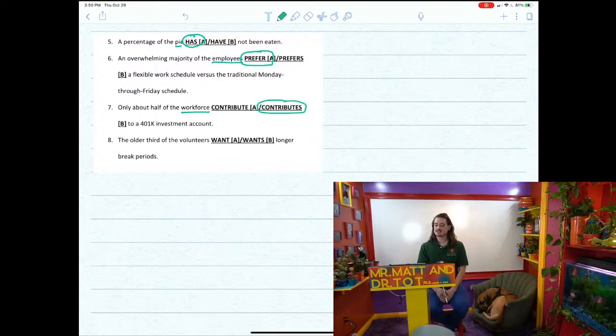And number 8, the older third of the volunteers want or wants longer break periods. So the older third indicates a portion, so we're guided by the noun volunteers, which is plural. We need a plural verb. Plural nouns usually do end in S, so plural verbs usually do not end in S. So we want the plural verb want. The older third of the employees want longer break periods.